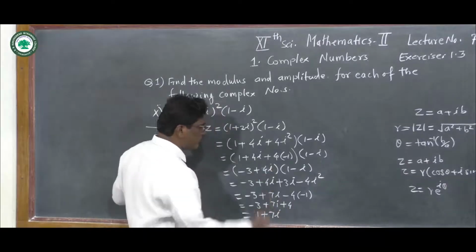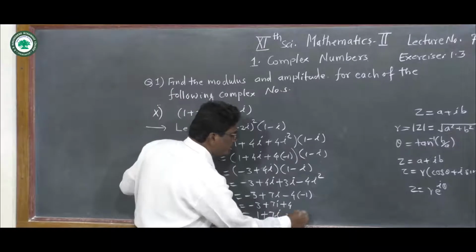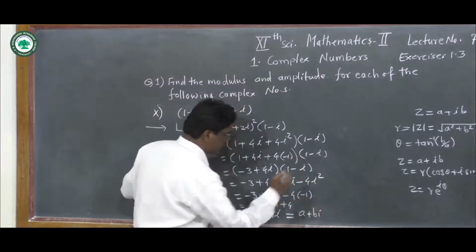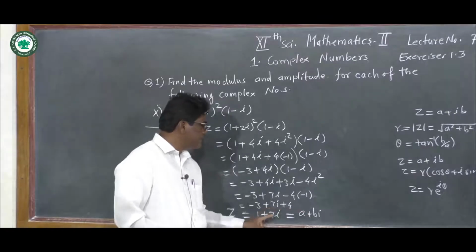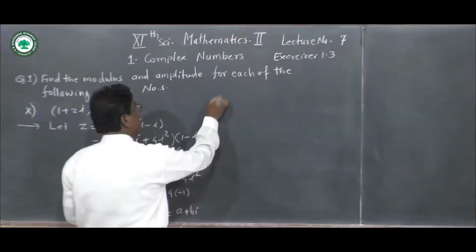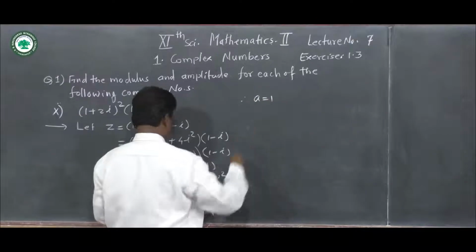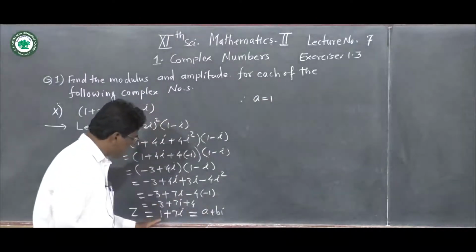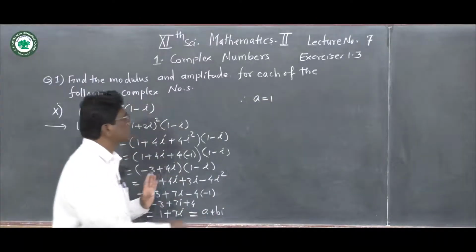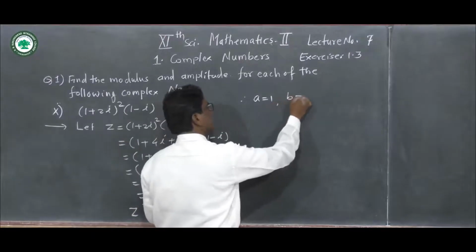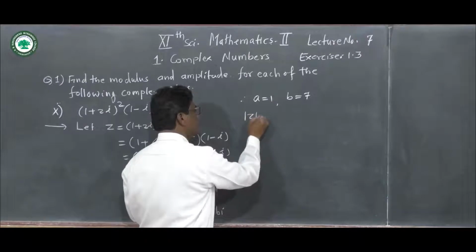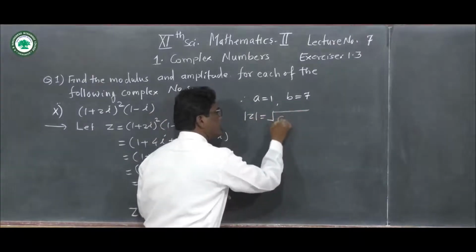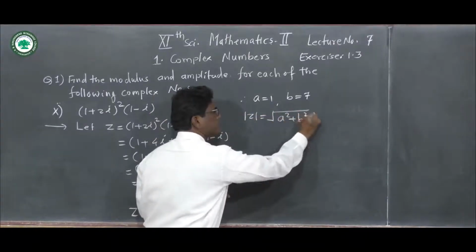We get here 1 plus 7i, and we compare with a plus bi. This is Z. So we get a as 1 and b as 7. Therefore, a is equal to 1, the real part is 1, and b is equal to 7. Now we want to find mod of Z. So mod of Z is equal to, we have the formula, under root of a square plus b square.